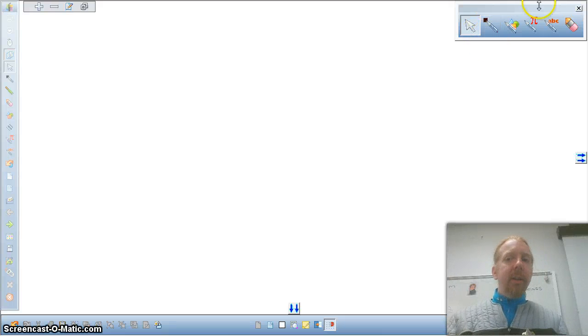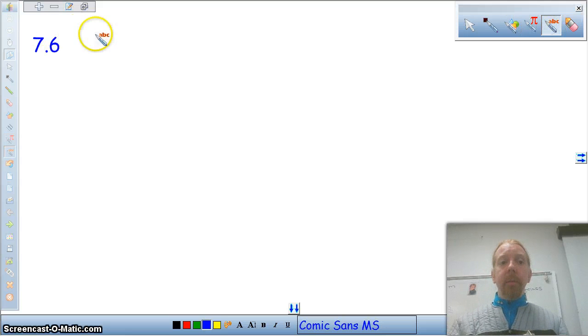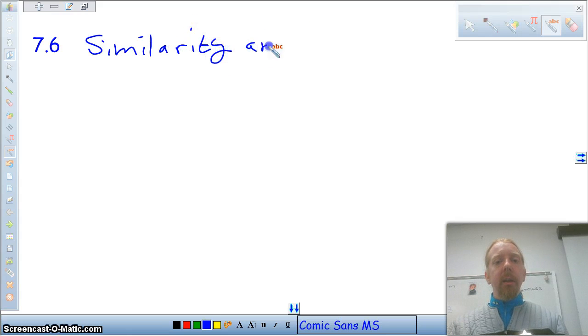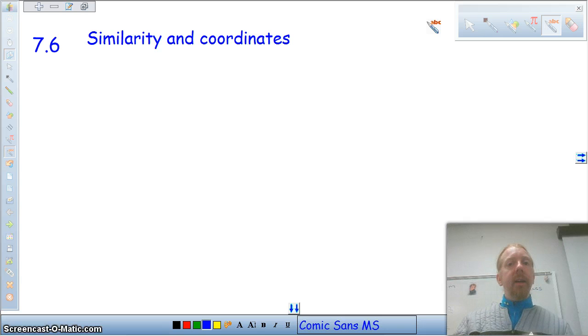Hi, we're going to be looking today at 7.6, which has to do with similarity in the coordinate plane. So I'm going to write down similarity and coordinates. Now, part of the good news is we've already dealt with the idea of taking a shape, for which I know the coordinates, and then doing a dilation about the origin, which is to simply expand the figure. What we're going to look at now is the idea of calculating back to get the scale factor and to find any other points we may need along the way.